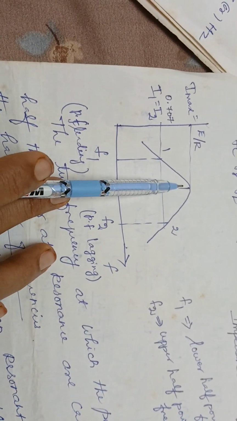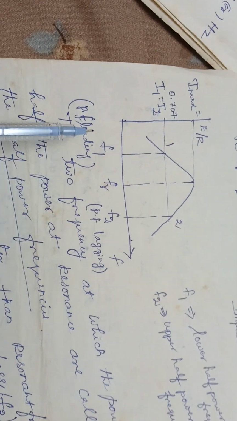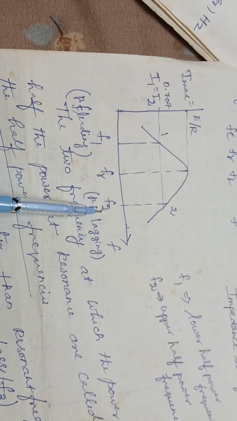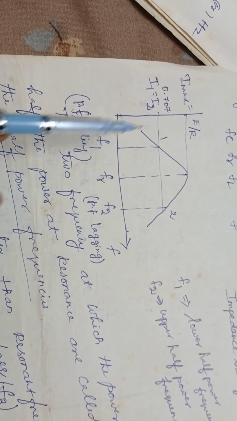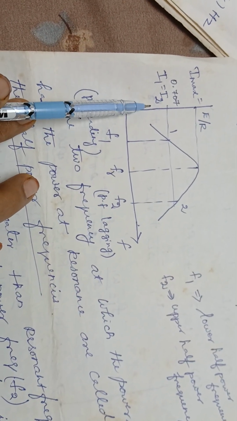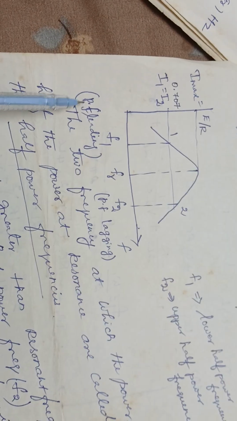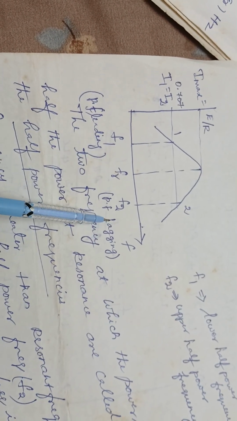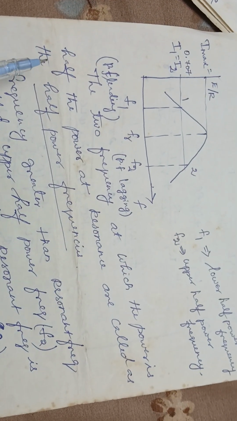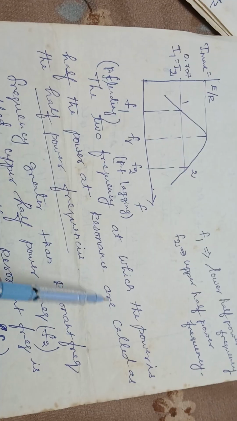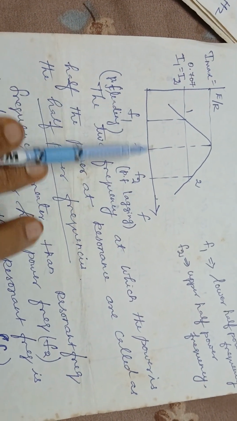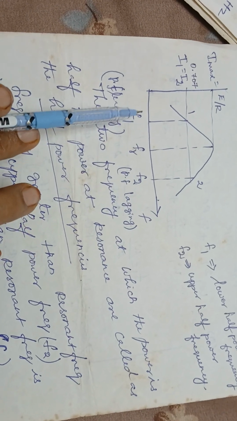This is the maximum, Imax is E by R. So F1 and F2 are the lower half power frequency and the upper half power frequency, and this is the resonant frequency. At points 1 and 2, I1 is equal to I2. Here the power factor is leading and here the power factor is lagging. The two frequencies at which the power is half the power at resonance are called the half power frequencies. At these frequencies the power will be half of the total power.